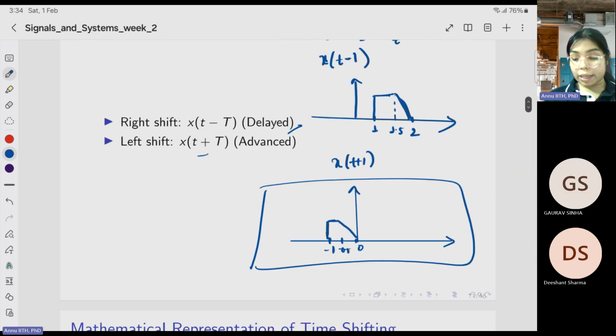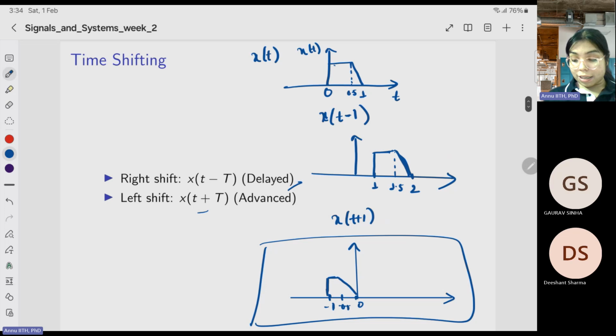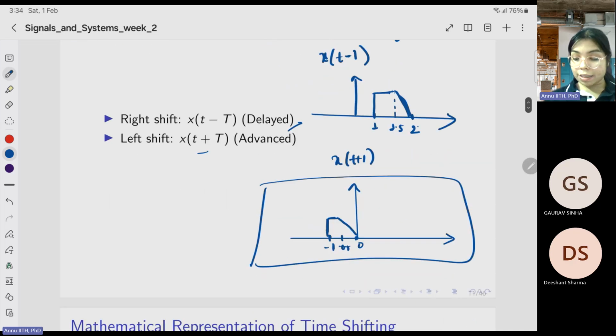So the signal will look like this. It is delayed. Wherever it was starting at 1, now it is starting at 2. Wherever it was starting at 0, now it is starting at 1. So it is a delay actually, right? You're delaying your time. The train was supposed to come at 0 time, but it came at 1. So it is actually delaying. That's why it is shifting to the right.